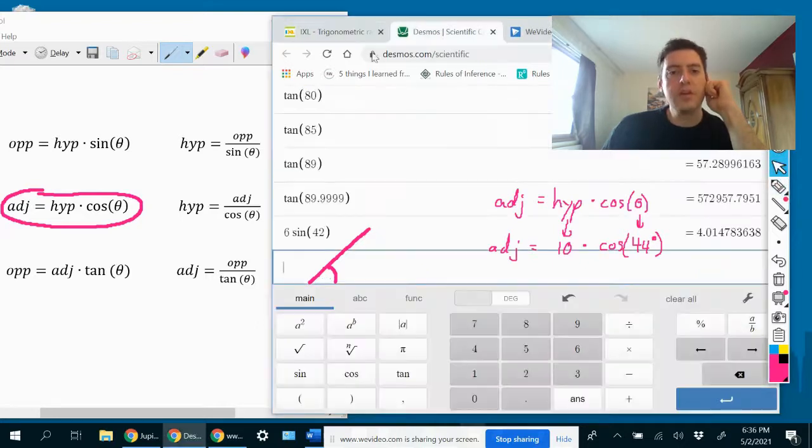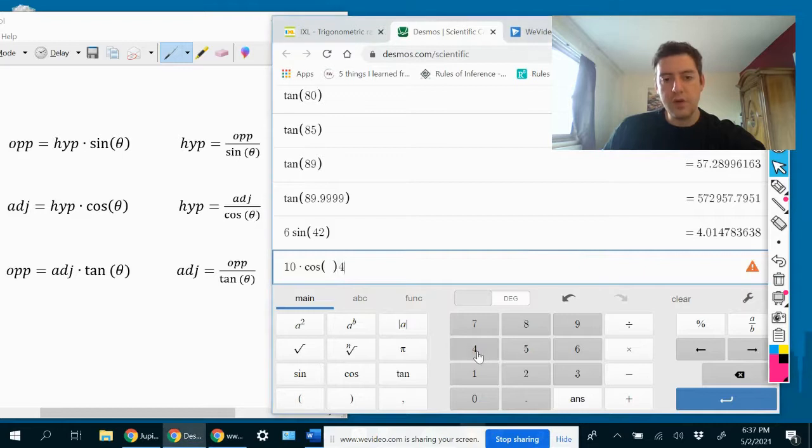So I would recommend going to desmos.com/scientific. Okay, that'll bring you here to where I am. We're just going to type in 10 times the cosine of 44 degrees. So 10 times the cosine, let me get rid of this for a second, of 44 degrees. Make sure, whoops, what happened there? So make sure that whatever I just did, you don't do. Okay, cosine of 44 degrees.